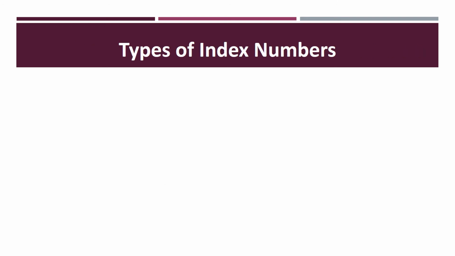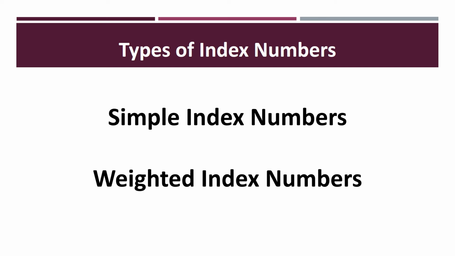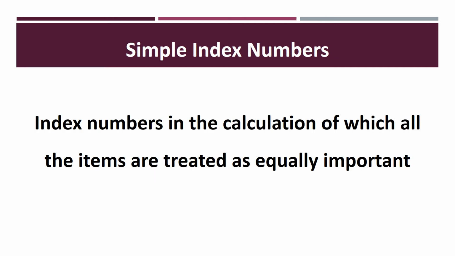The index numbers are broadly classified into two as symbol index numbers and weighted index numbers. The symbol index numbers are also called unweighted index numbers. The symbol index numbers are those index numbers in the calculation of which all the items are treated as equally important. No item has more importance than the other item. Therefore, in the calculation of this symbol index number, the items are not given any weight.